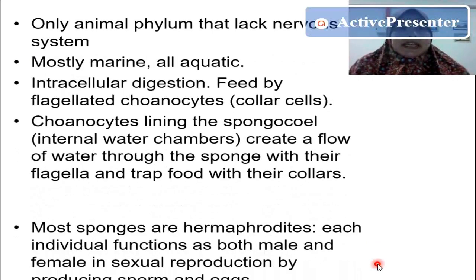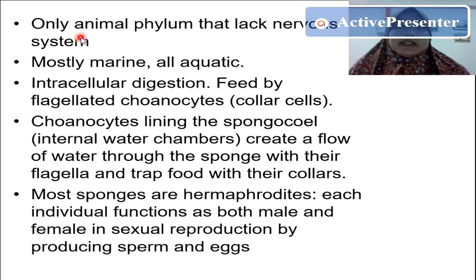Alright, next. Sponges, or animals in the phylum Porifera, are the only animal phylum that lacks a nervous system. Meaning they do not have a basic nervous system, and they are not able to move. They are not motile. Mostly they are marine, and of course all are aquatic. There are no terrestrial sponges. And they undergo intracellular digestion.